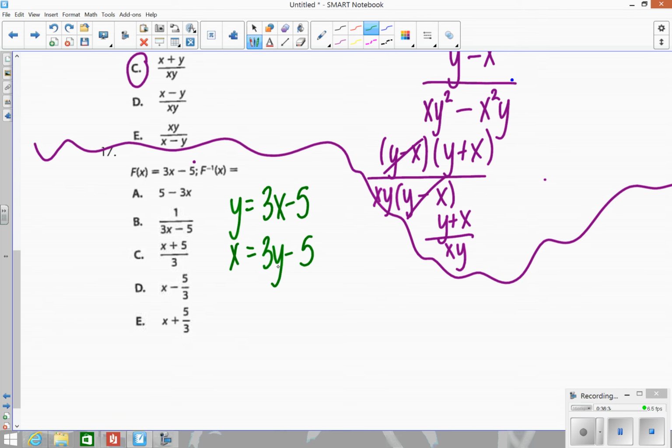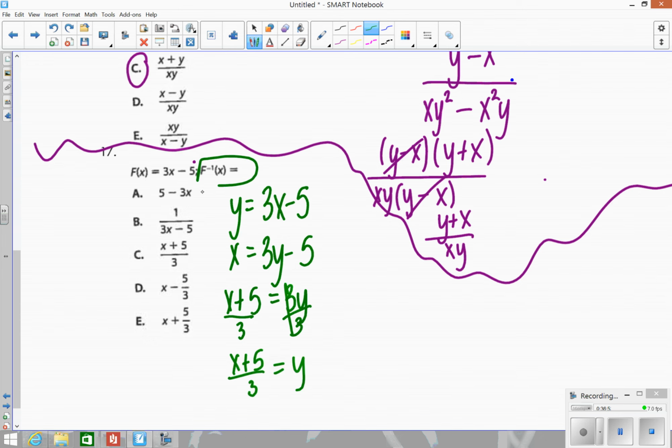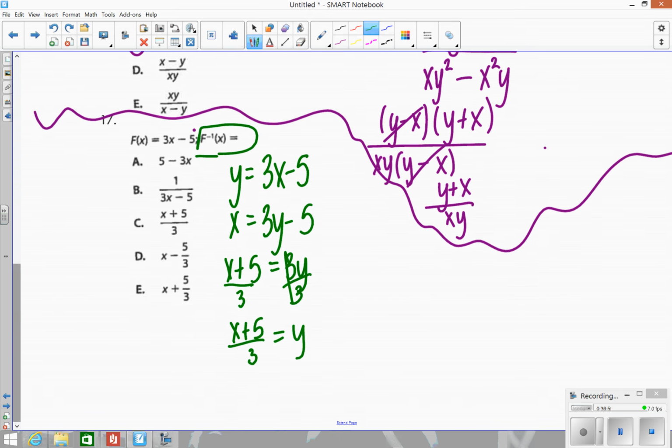Third step is to solve for y. So we're going to bring the 5 over. We get x plus 5 equals 3y. Divide everything by 3. So we get x plus 5 over 3 is equal to y. Well, it asks us to find f inverse of x. So f inverse of x is equal to x plus 5 over 3. So I just replaced the y with the inverse notation. Since this is a line, it is a function. So x plus 5 over 3. So choice C.